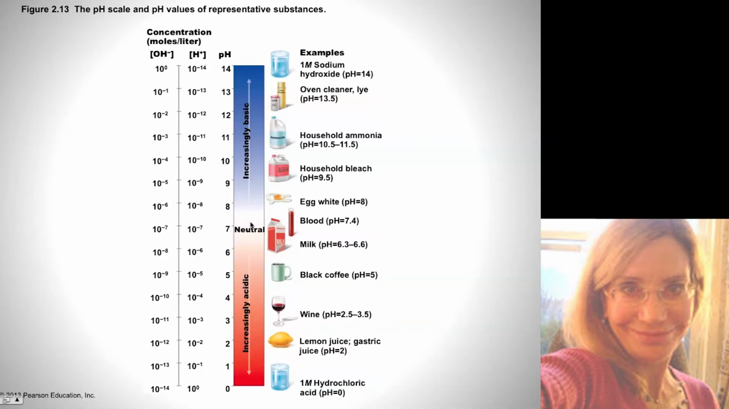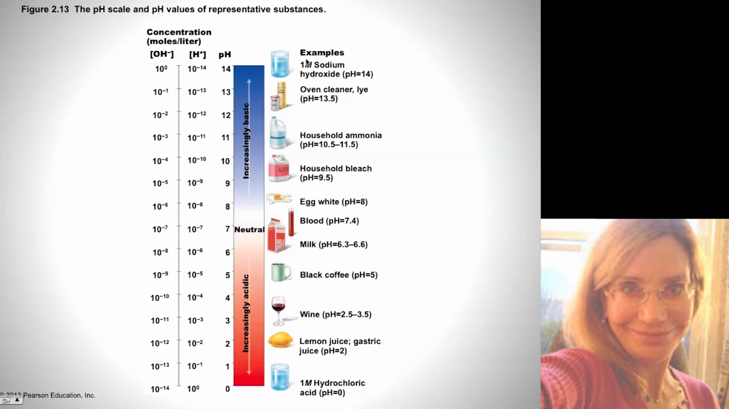So here's neutral. Blood is actually slightly alkaline, approximately 7.4. Egg white, household bleach, household ammonia, oven cleaner, etc. are very alkaline or basic. And then when we go below 7, we've got acidic solutions. We've got black coffee, wine, etc. Look at this. Gastric juice. The juices in the stomach have a pH at around 2. And of course it varies depending on what you've just eaten and other factors.